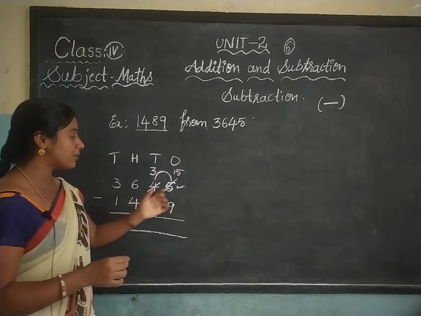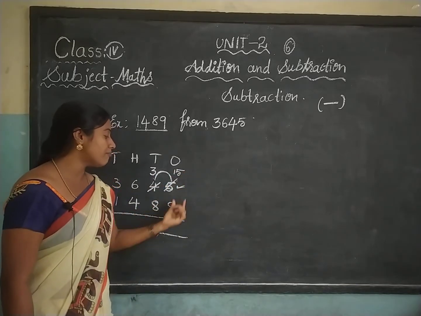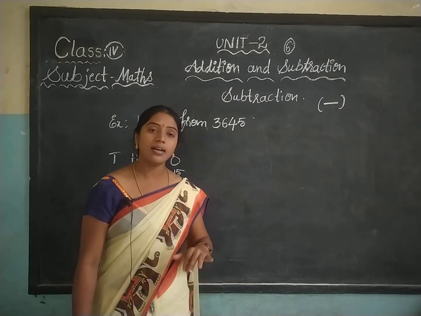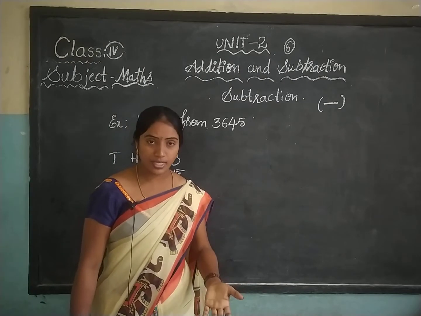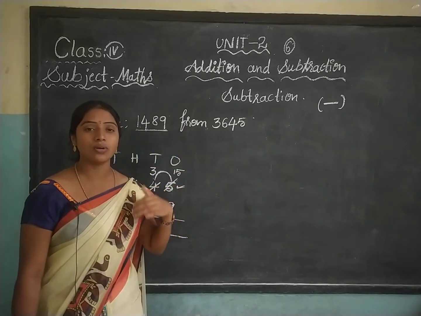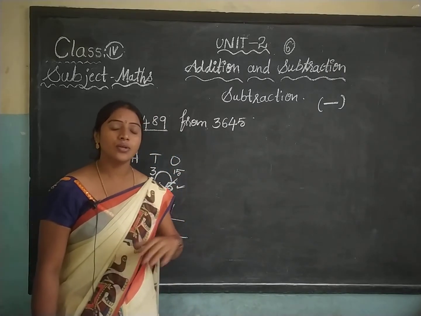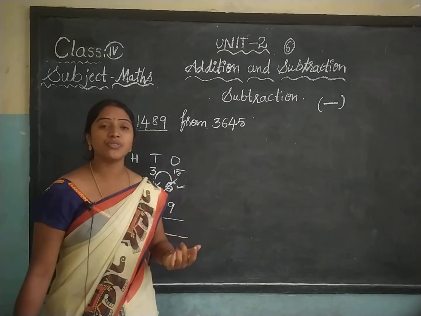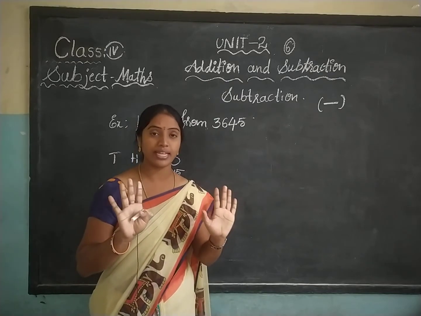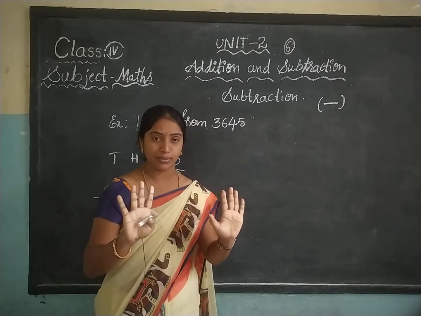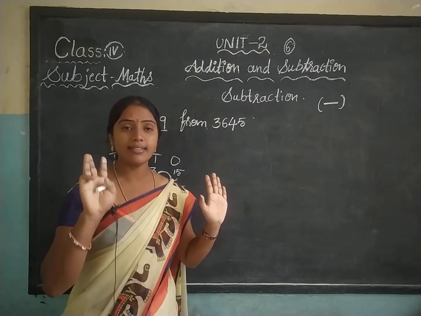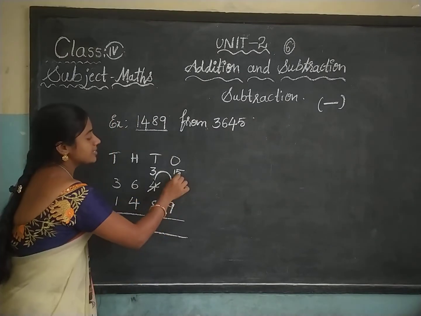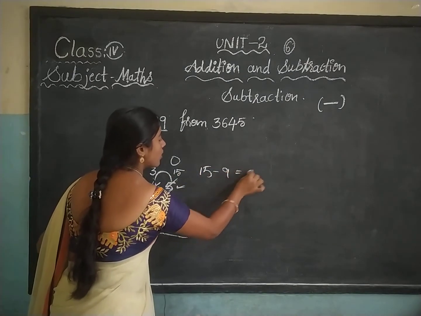Now you have to do the subtraction. 15 minus 9. Addition means we go to the after numbers. Subtraction means you have to count the before numbers. Okay children, you have to count the before numbers. So 15 minus 9, how much? Keep 15 in the mind, take 9 on the fingers. From 15, count 9 numbers before: 14, 13, 12, 11, 10, 9, 8, 7, 6. So 15 minus 9 is equal to 6.